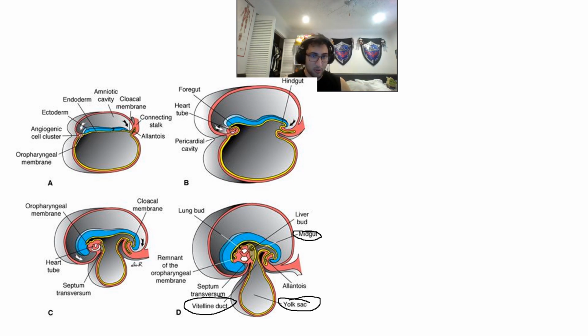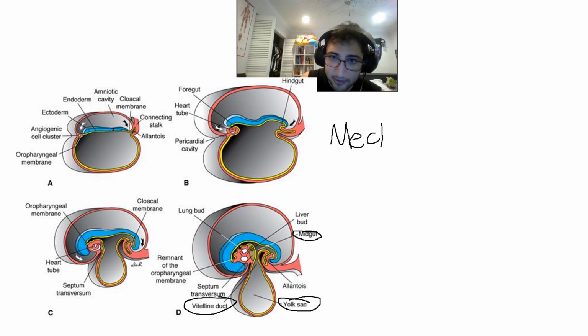This is critically important. The midgut can communicate with the yolk sac through the vitelline duct, and that's normal until around the second to third month of gestation, where this should close off. The vitelline duct should degenerate, and failure of the vitelline duct to degenerate can lead to a Meckel diverticulum.